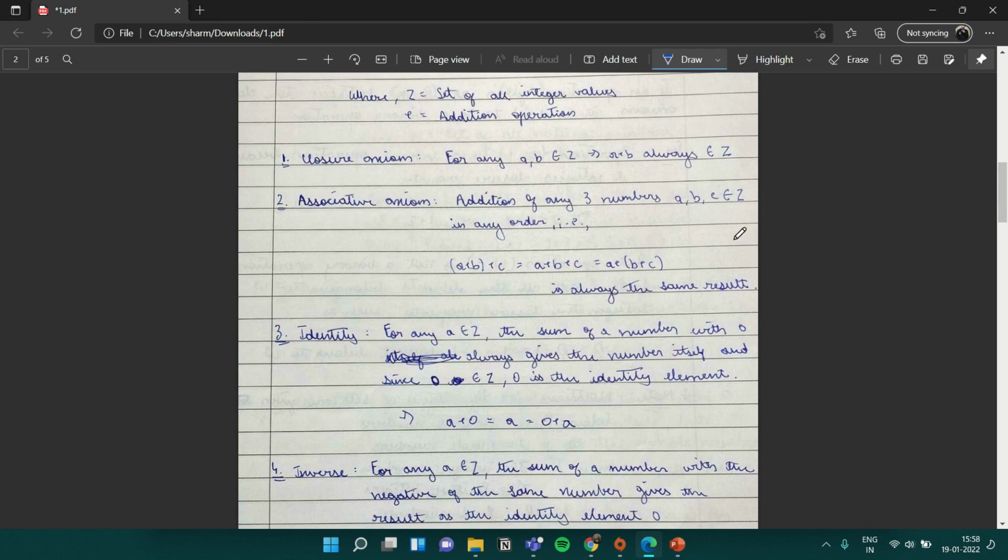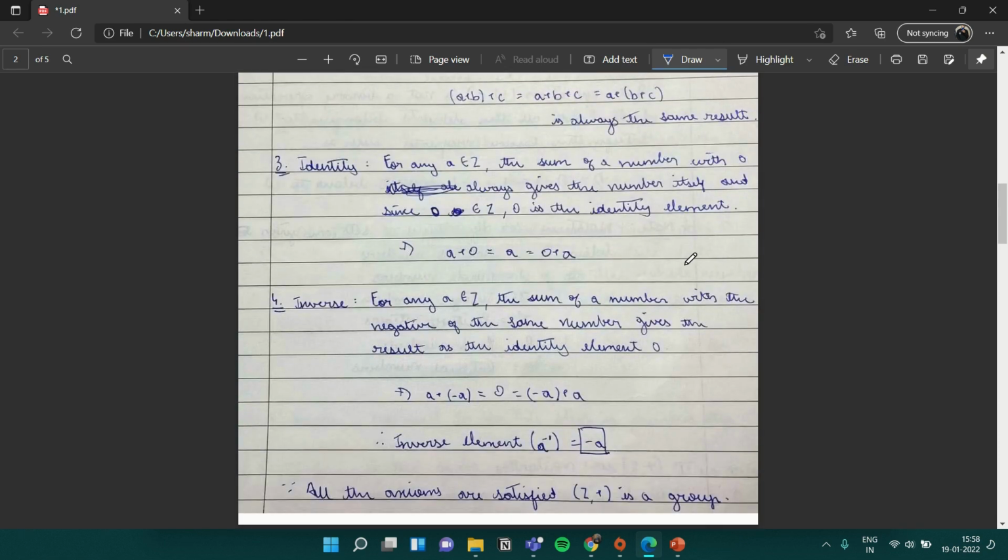Third is the identity element. The identity element for addition is 0 because any number added to 0 gives the number itself. So since 0 belongs to the group Z, therefore the operation has an identity element, which is 0.